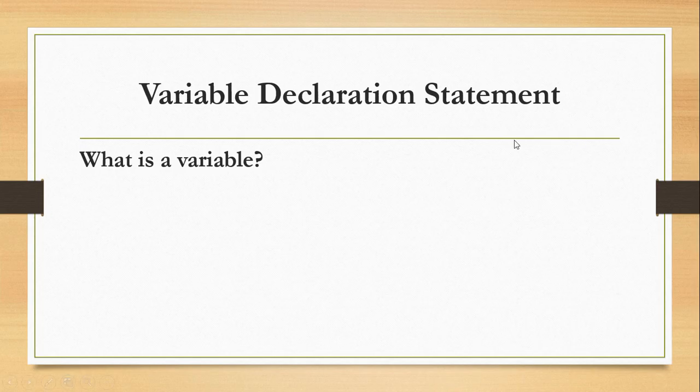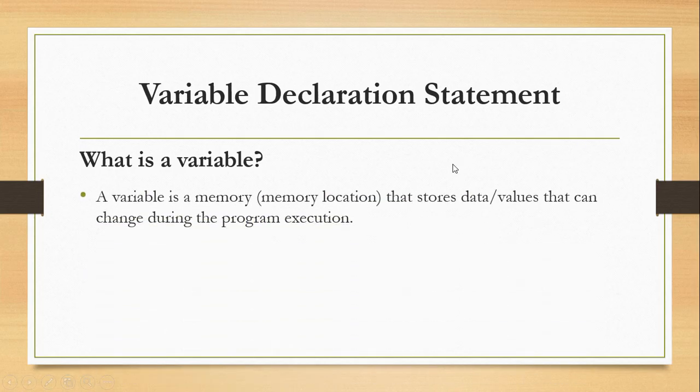Variables are simply seen as a memory location or a storage location that stores data or a value that can change during the program execution. That is, when the program is being executed, when instructions are being carried out, a variable is simply that particular storage where data are stored that can change. The data stored within the variables can change as the program runs.